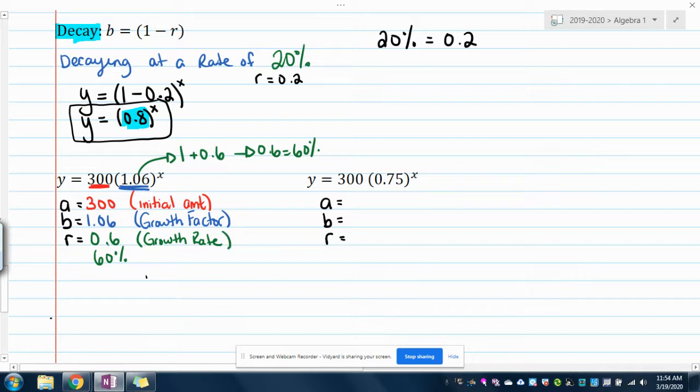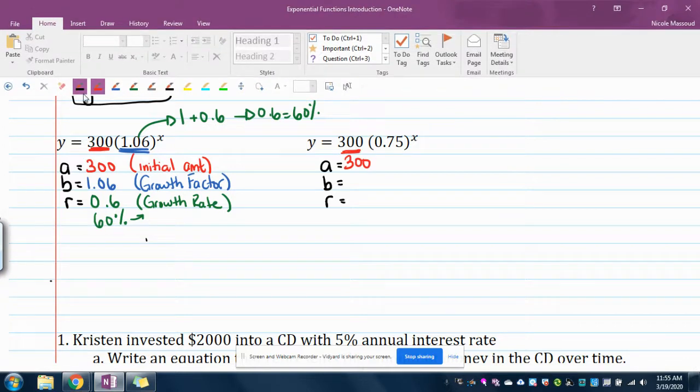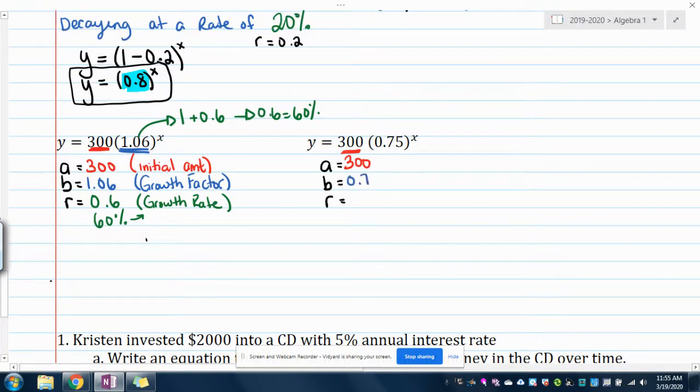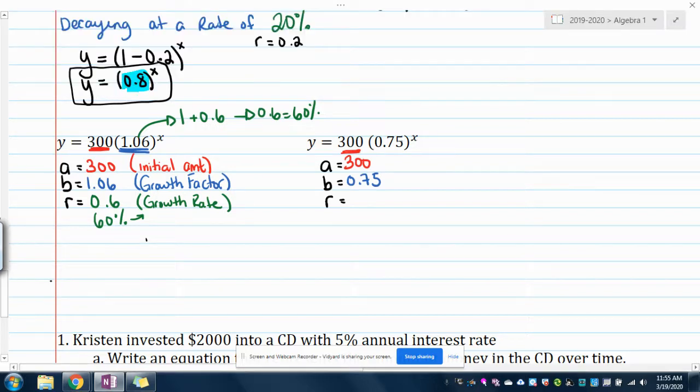Okay, R is equal to 0.6, but technically my growth rate is a 60% growth rate. And then same concept here. It also has 300. My B value is 0.75. So therefore, my R is... 0.75 is 1 minus how much? 0.25. So therefore, it's 25%. So this is 0.25, which is equal to 25%.